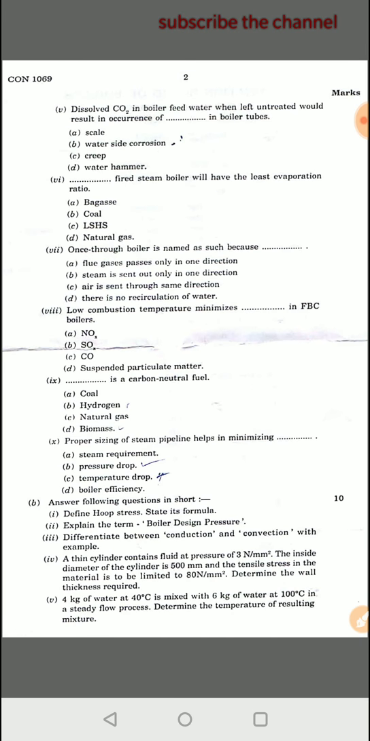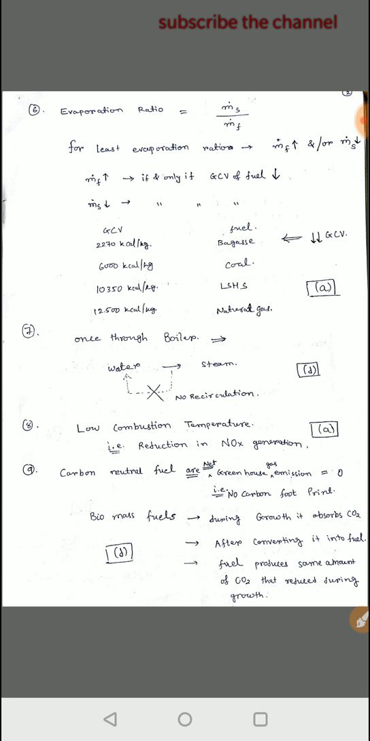Low combustion temperature minimizes blank in FBC boiler. A. NOx, B. SOx, C. CO, D. Suspended particulate matter, that is SPM. NOx means nitrogen oxide gases. SOx means sulfur oxide gases. C. CO means carbon monoxide gas. And we all know that if high temperature of furnace or high temperature of combustion is there, then NOx generation will be at a higher rate. So the answer would be A: low combustion temperature, then reduction in NOx generation.